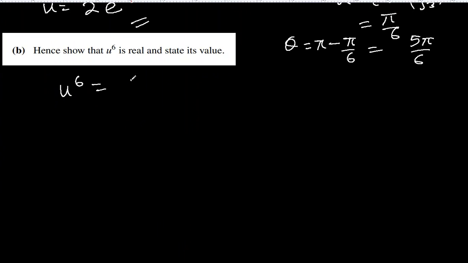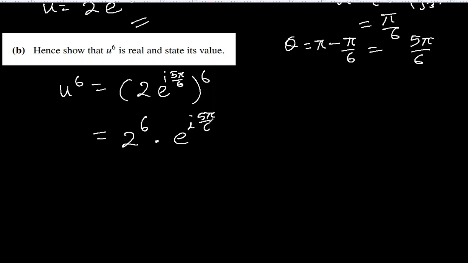u to the power 6 will be 2 e to the power i 5 pi by 6, all to the power 6, right? So if I open this, it becomes 2 to the power 6 times e to the power i 5 pi over 6 times 6. Okay, it's not this to the power 6. It is when exponents are 1 over each other, they multiply.